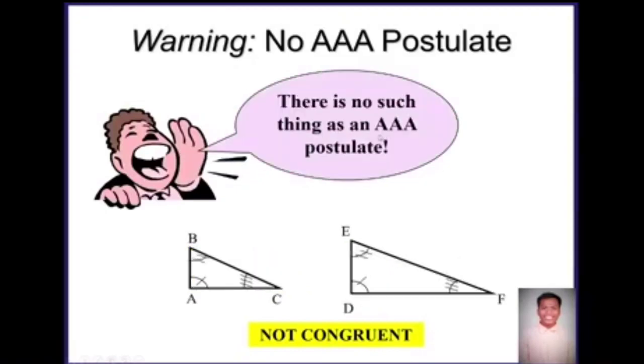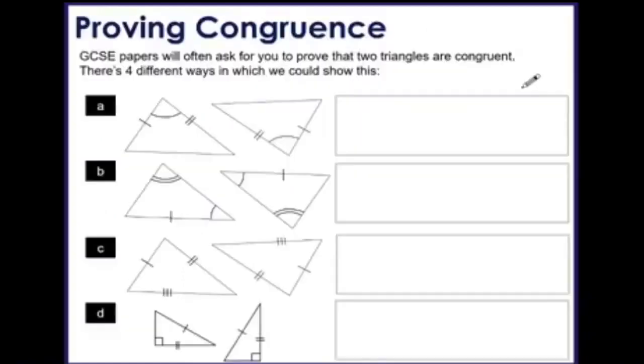There is also no such thing as an AAA postulate. Maybe you think that since there is a triple S, there may be a triple A. No, there is no such thing as this kind of postulate, the triple A. You cannot say that if you have three pairs of congruent angles, then the triangles are congruent.